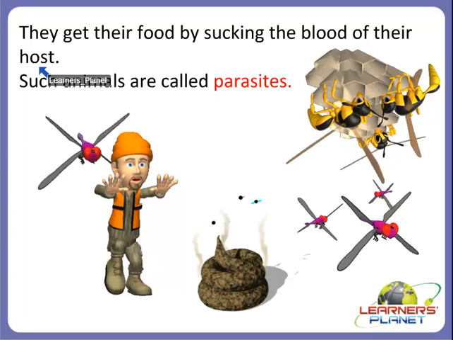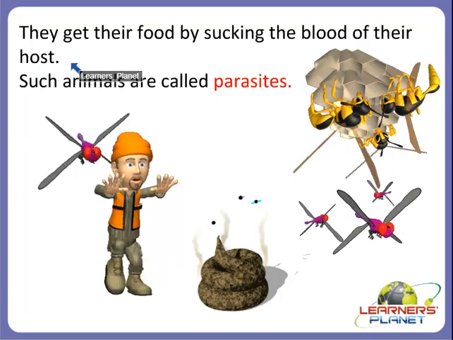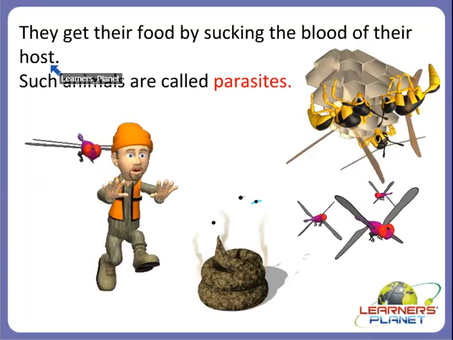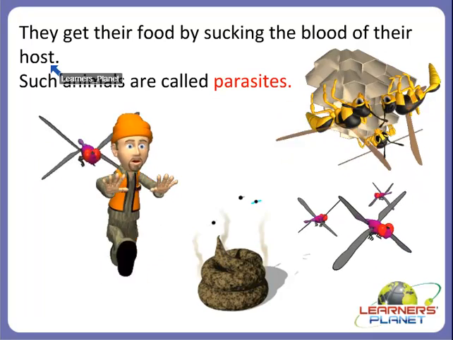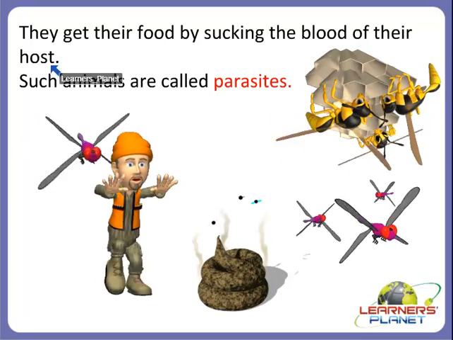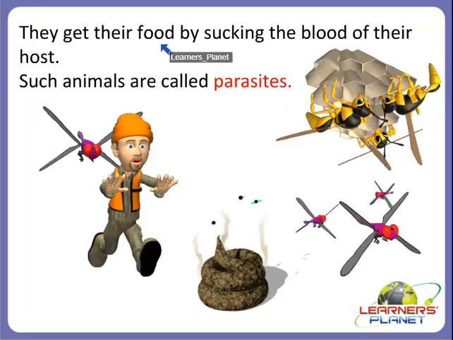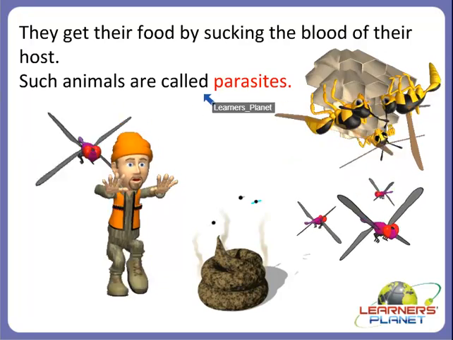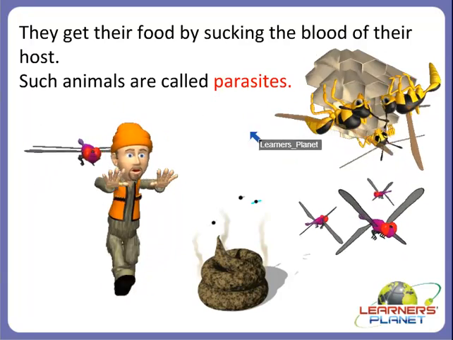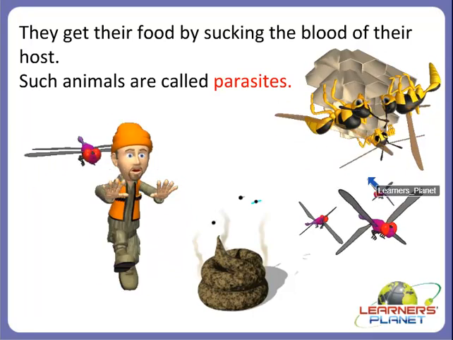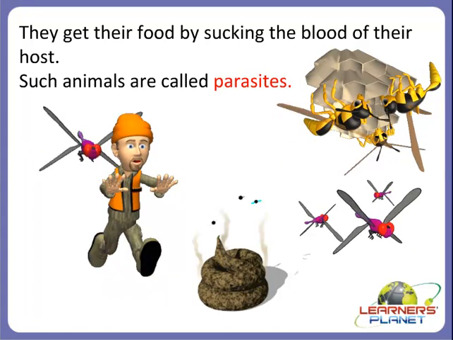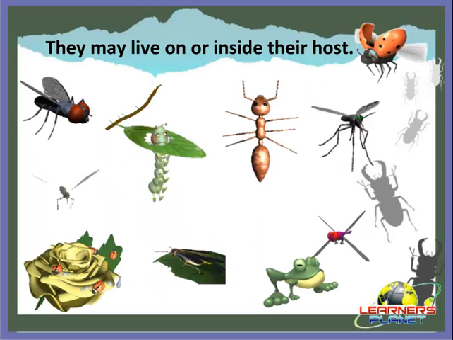Right? Host means the one on which the parasite feeds. So the animal on which the parasite feeds, or whose blood the parasite sucks, is called the host. Right? So parasites get their food by sucking the blood of their host, and such animals are called parasites. As you can see in some of the pictures, you can guess the examples. We will see some more examples, right?